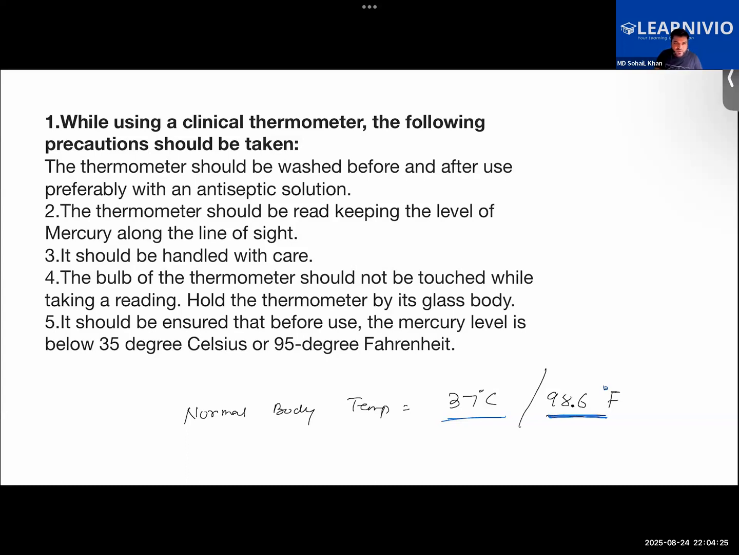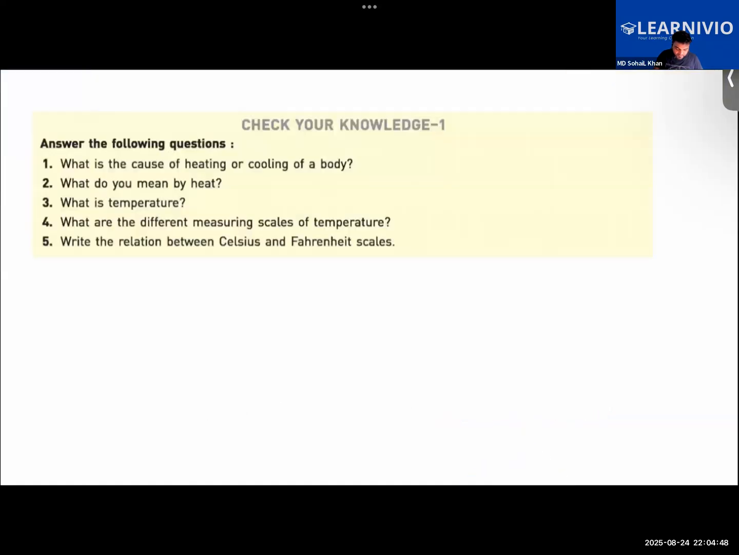Now, while using the clinical thermometer, we should always wash it before and after use with an antiseptic solution, not with boiling water. Then it should be kept properly. It should be read keeping the level of mercury along the side of the line, like it should be held like this. Okay, that is the thing.